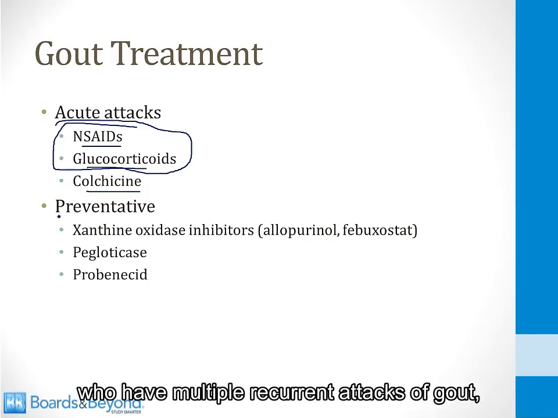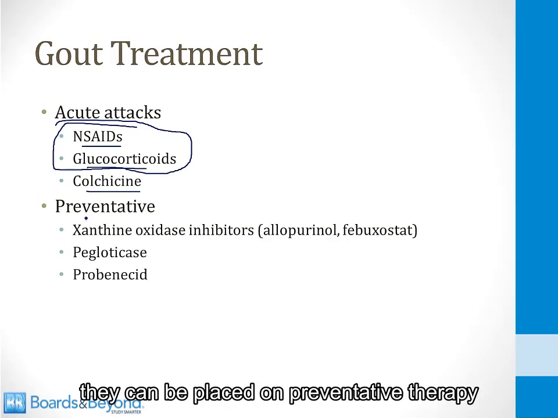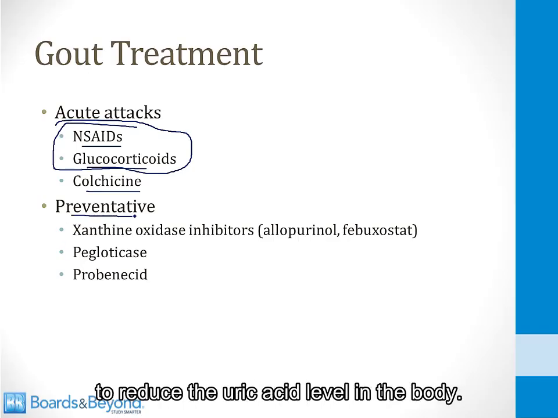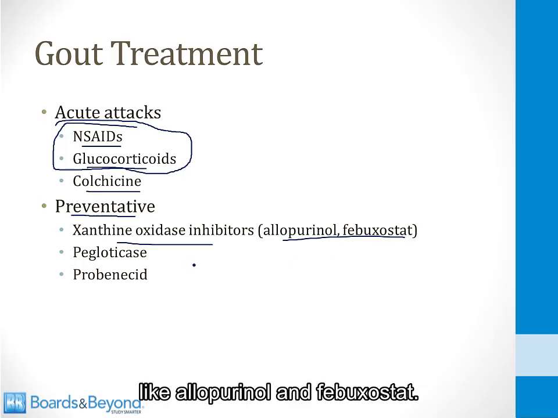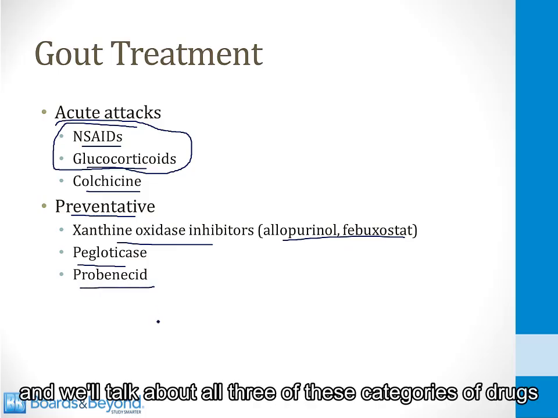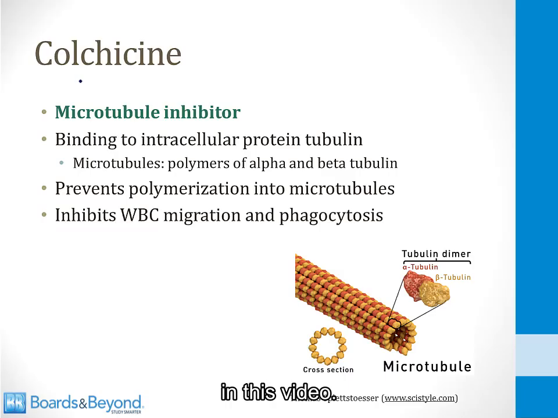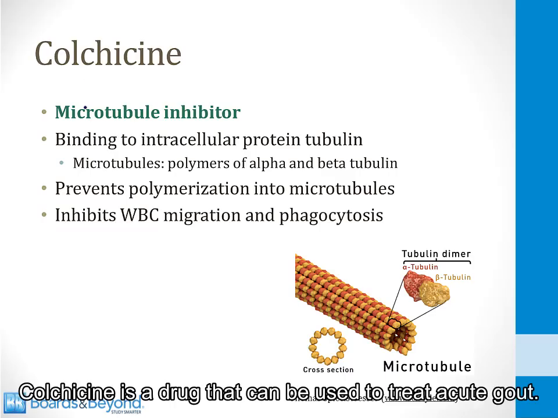And then for patients who have multiple recurrent attacks of gout, they can be placed on preventative therapy to reduce the uric acid level in the body. Drugs that do this are xanthine oxidase inhibitors like allopurinol and febuxostat. There's also a drug called pegloticase and finally probenecid, and we'll talk about all three of these categories of drugs in this video.